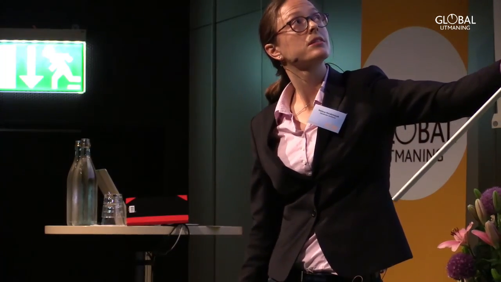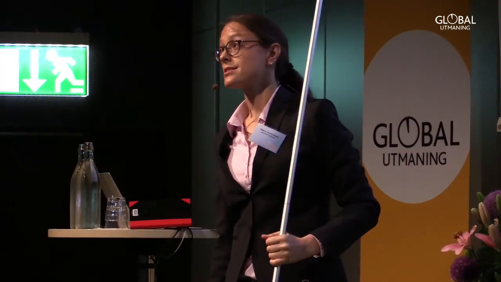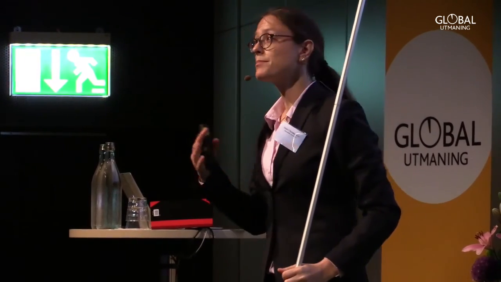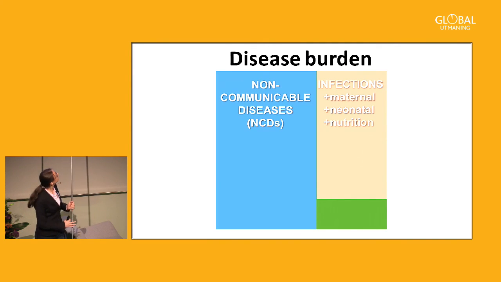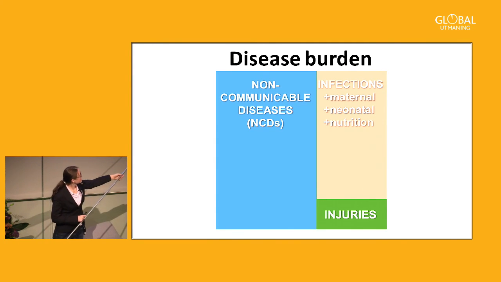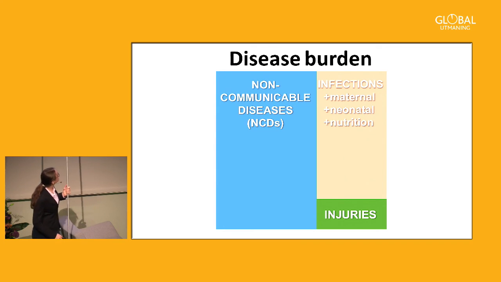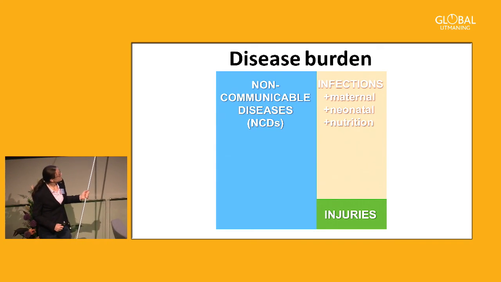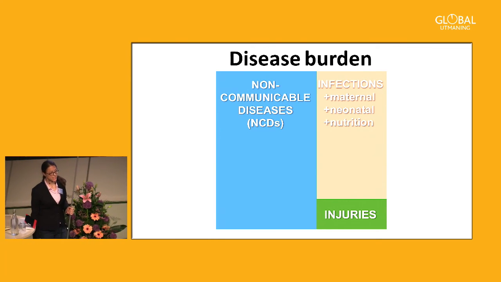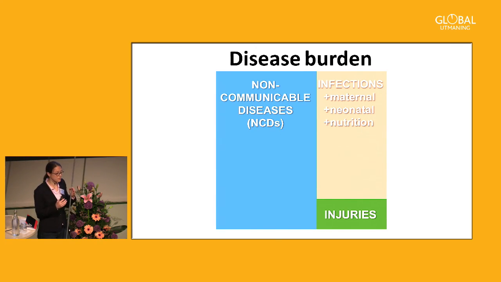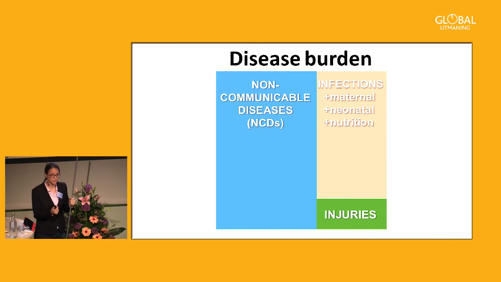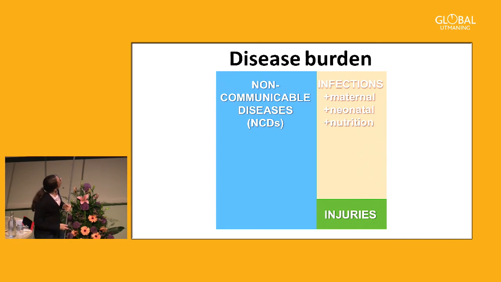In the pink box, we have infections. We have all diseases related to maternity, to pregnancy, to newborn health, to nutrition. And finally, injuries, the small green box. And you can look this up on the website of the Institute of Health Metrics and Evaluation. And you can go in there and you can make these boxes for all different countries, for different age groups. You can go into more detail and you can see exactly what disease burden is in which country.